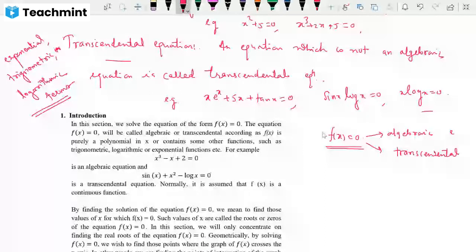That depends on this fx. If fx is just polynomial, then it will be algebraic equation, and if fx contains either exponential term or trigonometric term or logarithmic term, it will be transcendental equation. So if fx is purely polynomial in x or contains some other functions such as trigonometric, logarithmic or exponential functions, etc. For example, x cube minus x plus 2 equal to 0 is an algebraic equation because fx equal to x cube minus x plus 2 is purely polynomial. And sin x plus x square minus log x equal to 0 is a transcendental equation. Normally it is assumed that fx is a continuous function. It is very important. So always we will consider this fx as continuous function.